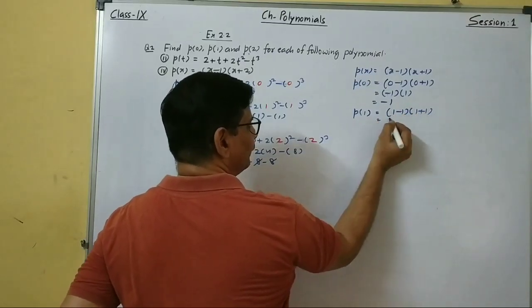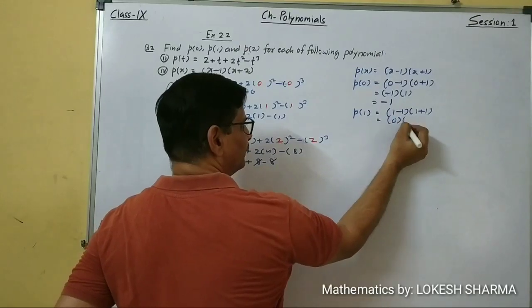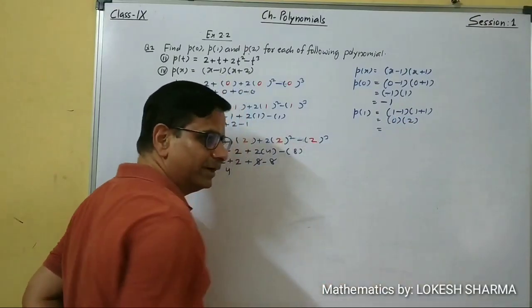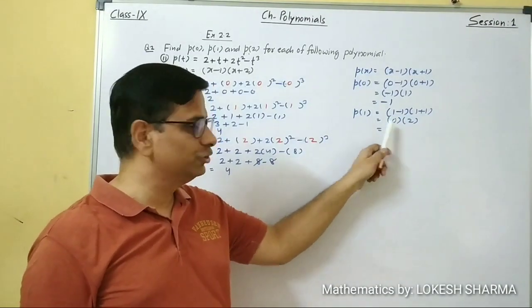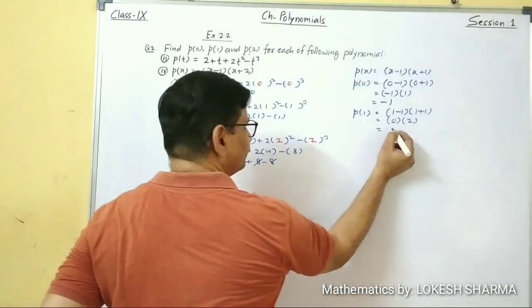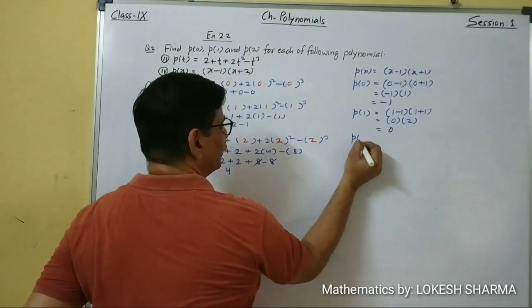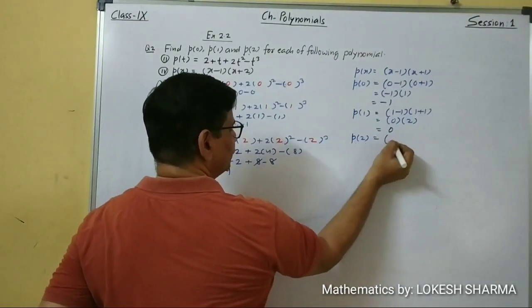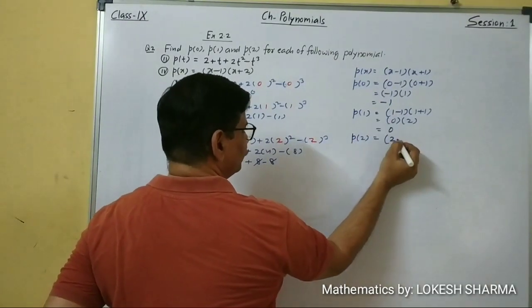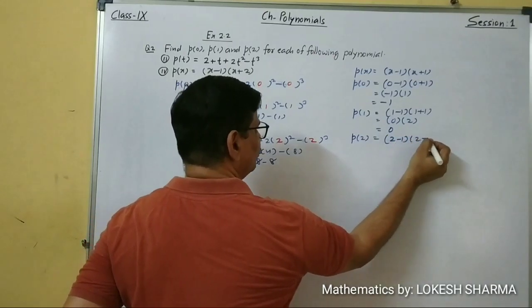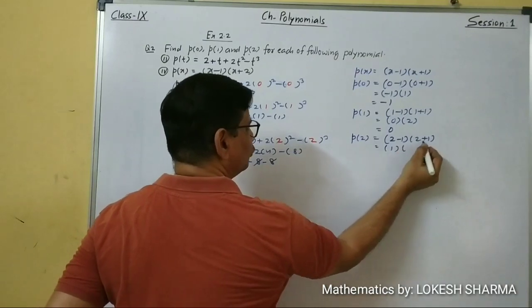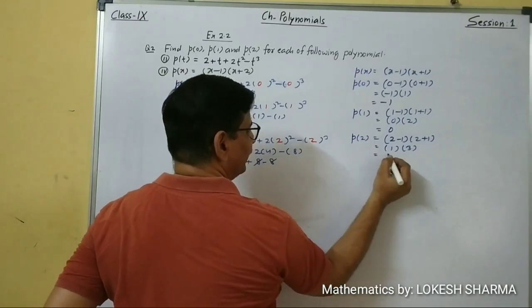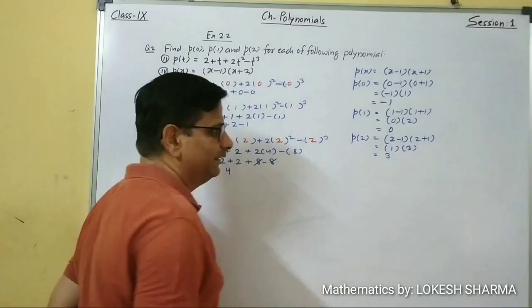Then p1. Wherever x is written I have to write 1, so 1 minus 1 into 1 plus 1. We know that 1 minus 1 is 0 and 1 plus 1 is 2. Then what will be our answer? 2 or 0? 0, because 2 times 0 is 0. And then I want to find the value of p2. So now wherever x is written I have to write 2, so 2 minus 1 into 2 plus 1. 2 minus 1 is 1 and 2 plus 1 is 3, hence our answer will be 3.